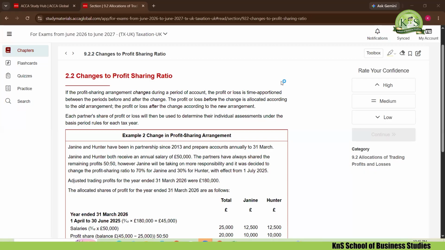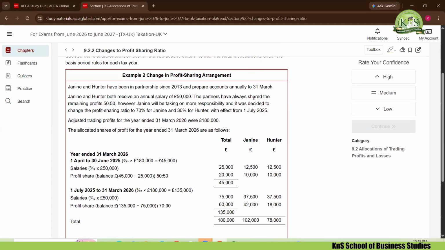All right. So I was discussing what happens if there comes a change in the profit sharing ratio in the partnership agreement, and the question notifies you that there is a change in the PSR. So now what will happen in our calculation? Let's see this example.